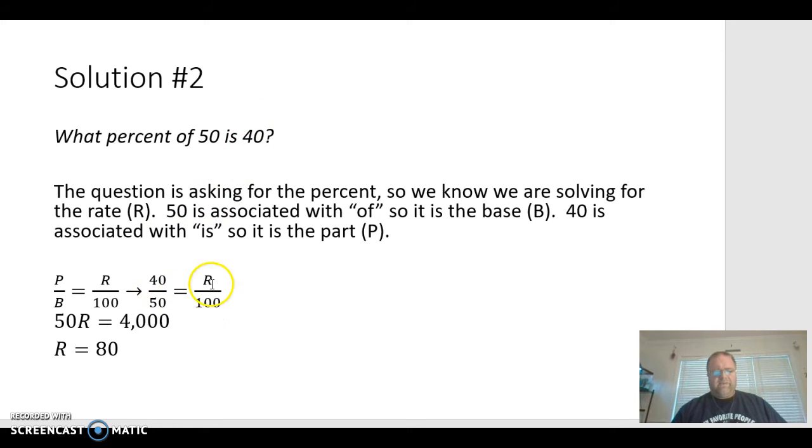We cross multiply. 50 times R is equal to 40 times 100, which is 4,000. Divide both sides by 50 to get the R by itself. And the rate or percent is equal to 80.